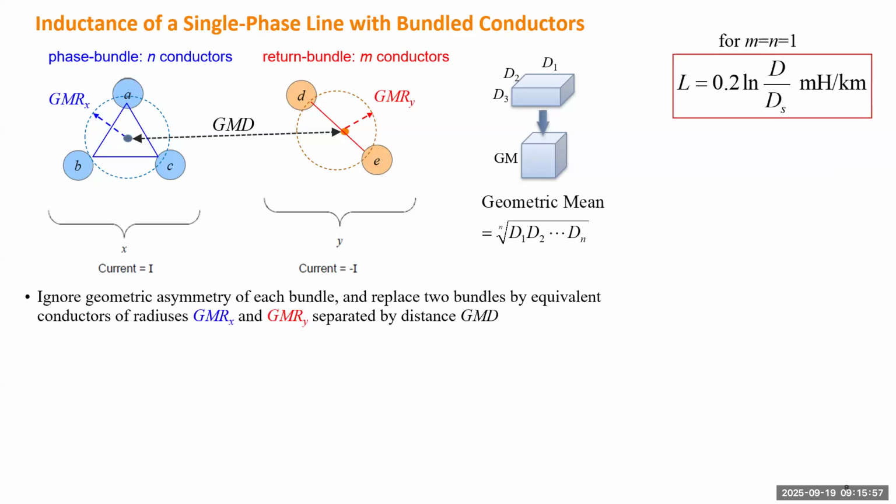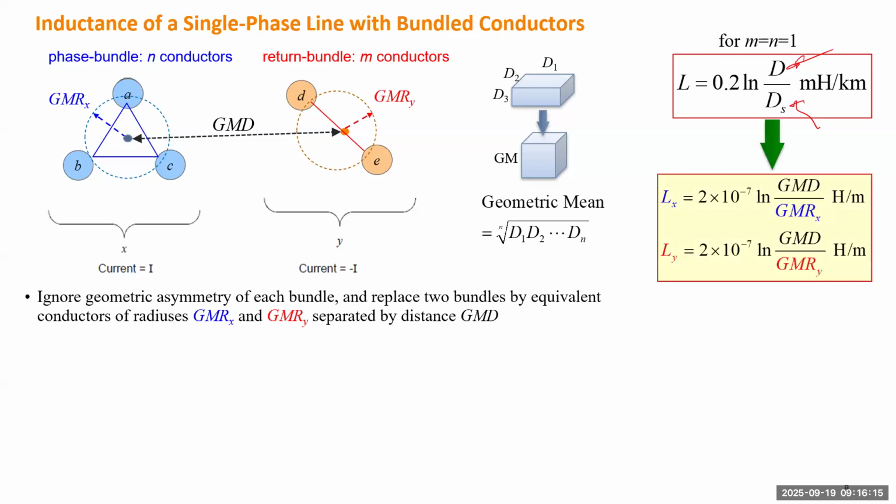Okay, so here we can ignore the geometric asymmetry of each bundle if we utilize that idea, geometric mean, to calculate the average. Then we're going to use the average to replace the distance and the radius. Then we'll be able to use the same formula.